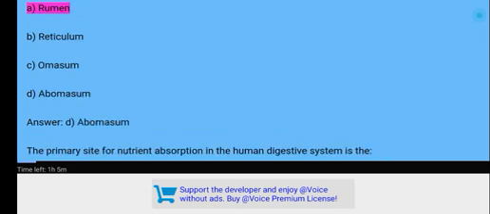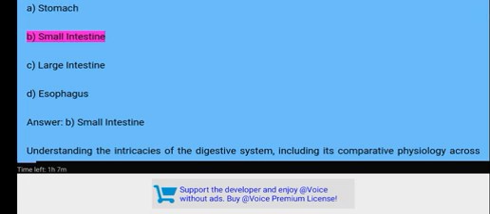In ruminants, which compartment of the stomach is known as the true stomach? A. Rumen. B. Reticulum. C. Omasum. D. Abomasum. Answer. D. Abomasum. The primary site for nutrient absorption in the human digestive system is the A. Stomach. B. Small intestine. C. Large intestine. D. Esophagus. Answer. B. Small intestine.